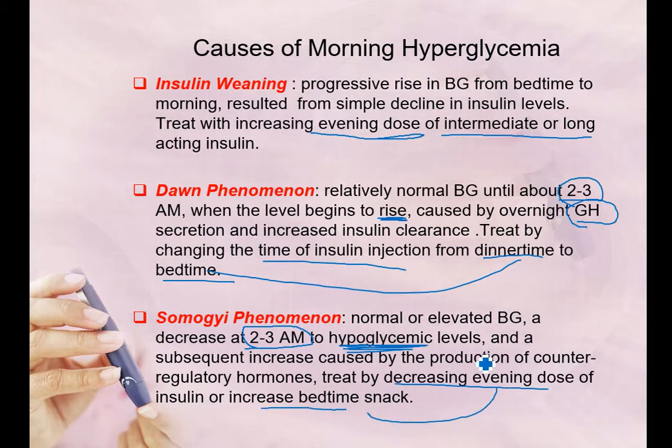In this case, at the start there is a normal or elevated blood glucose level. Then the blood glucose level starts to decrease at 2 to 3 a.m., after midnight, to the hypoglycemic level, and then a subsequent increase. This is caused by the production of the counter-regulatory hormone. So in this case, we have to decrease the evening dose of the insulin or increase the bedtime snack.